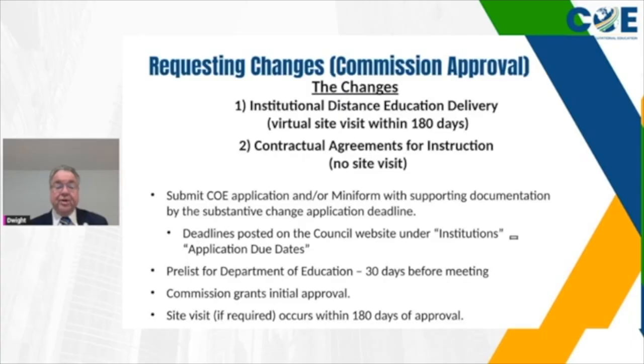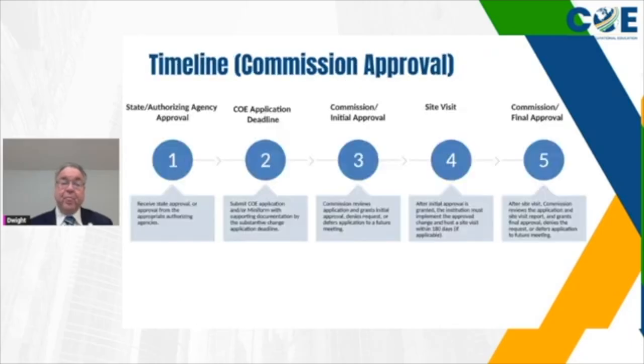The pre-list for the Department of Education has to be published 30 days before a commission meeting. So we set those application deadline dates 4 to 5 weeks before the commission meeting. So make sure you are following those guidelines. The commission grants initial approval. And if a site visit is required, it will occur within 180 days of approval.